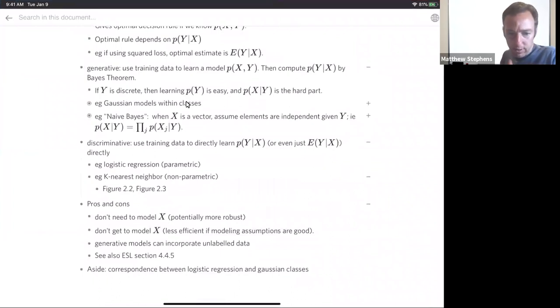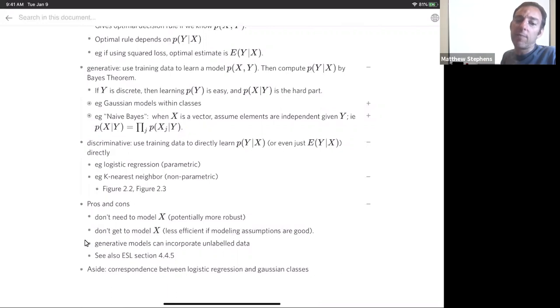So just to summarize, what are the pros and cons of the discriminative versus generative approach? Well, the discriminative approach means you don't have to model X, and that can be a pain, and getting good models for a high dimensional X can be really hard. So potentially it makes the approach more robust. On the other hand, if you do happen to have good models for X, then you're losing the opportunity to use them. So in settings where you have good models for X, it may be better to use a generative approach.